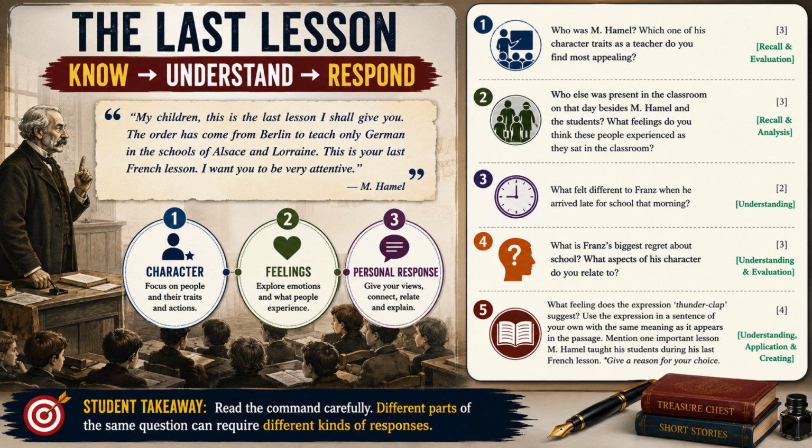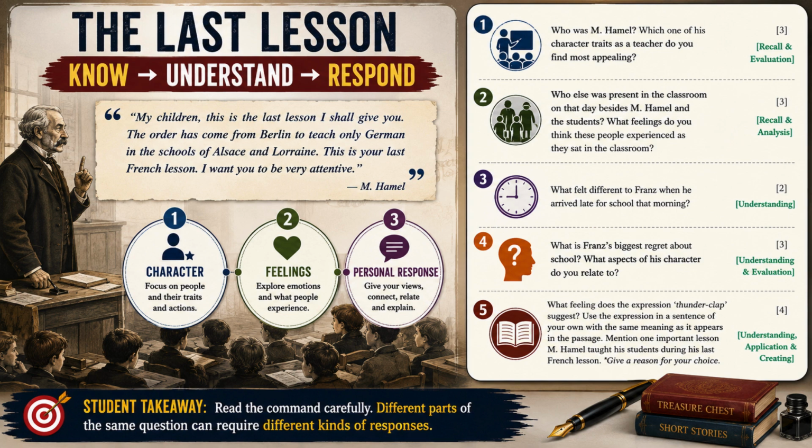Now look at The Last Lesson. The first question asks who M. Hamel was and which character trait as a teacher you find most appealing. Then you are asked about the elderly village folk who were present in the classroom and what feelings you think they experienced. Then the paper asks what felt different to Franz when he arrived late. Then comes Franz's biggest regret about school and asks which aspects of his character you relate to.